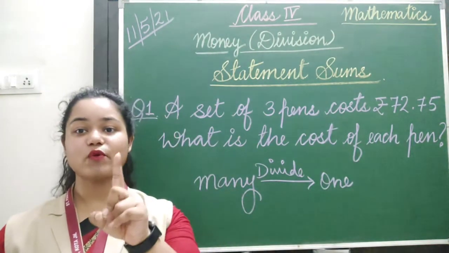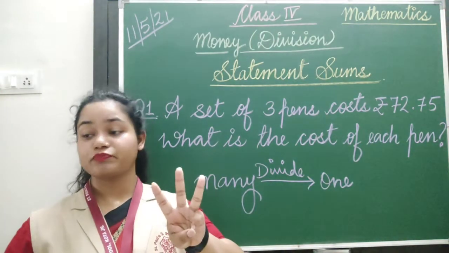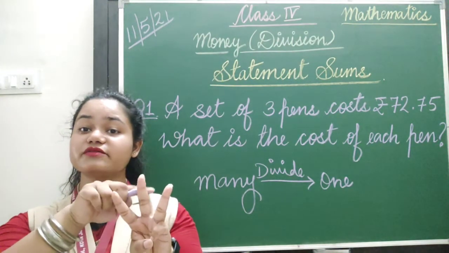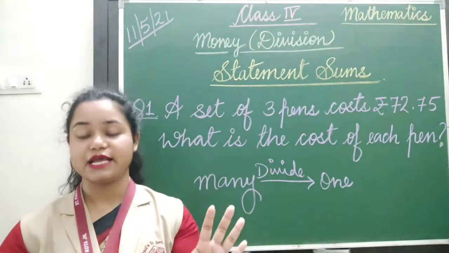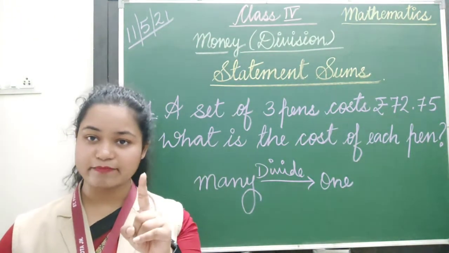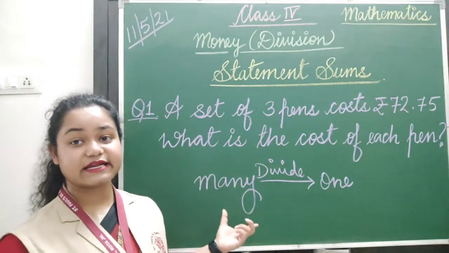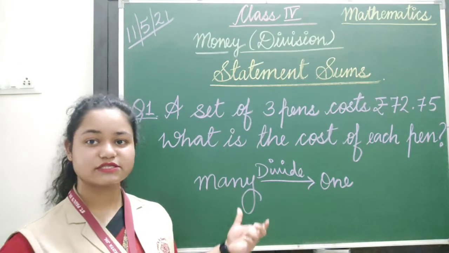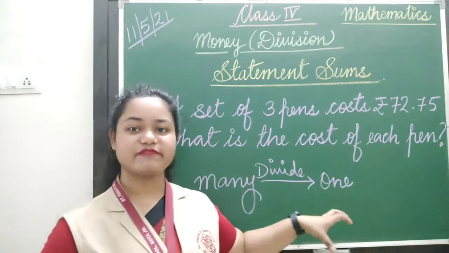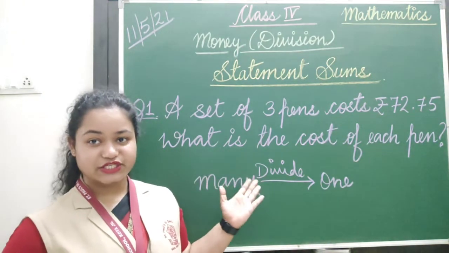Each pen means one pen. Okay, 3 pens are there. So, they are asking you the cost of each of the 3 pens separately. So, in this case, you can find out the value of one pen. Isn't it? So with that, we can say that if one pen is of this cost, then the other two pens also will be of this cost. Okay. So understood the question?